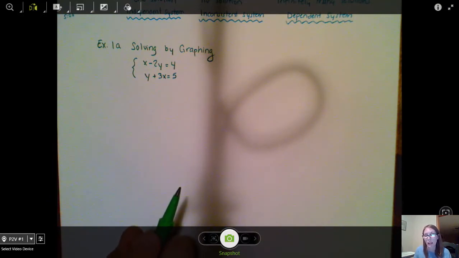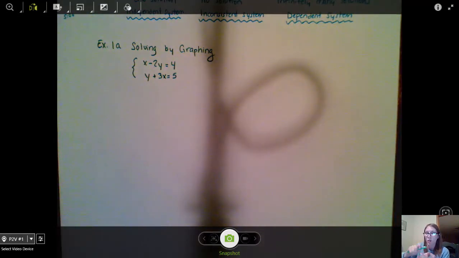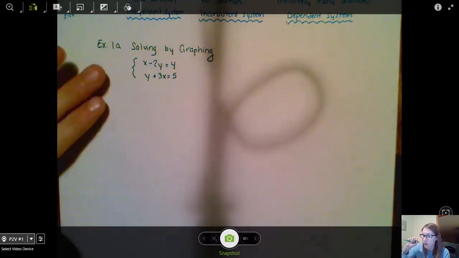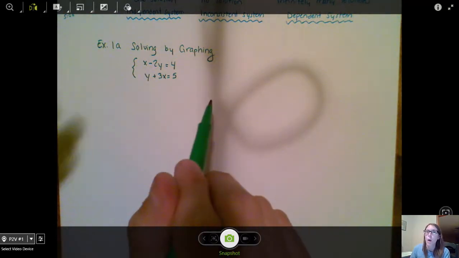Okay, first of all, if I want to solve this by graphing, let's think about what form is easiest to graph in. As far as linear functions, we learned in Algebra 1 something called point-slope form, slope-intercept form, and standard form. And slope-intercept form is going to be the easiest, y equals mx plus b. So both of these equations, let's start off by getting y by itself.